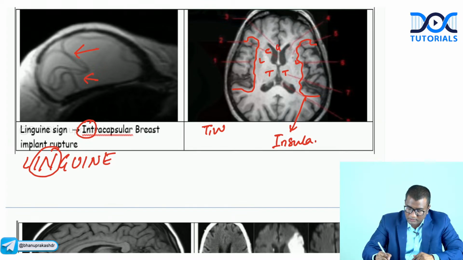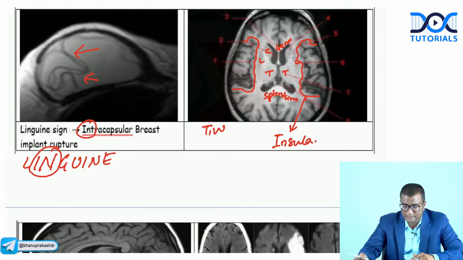And this is the genu, this is the splenium, the white matter connecting the two occipital lobes. So this is the genu on the frontal side, connecting the two frontal lobes, and the splenium of the corpus callosum. So this is a T1 weighted image showing those structures.